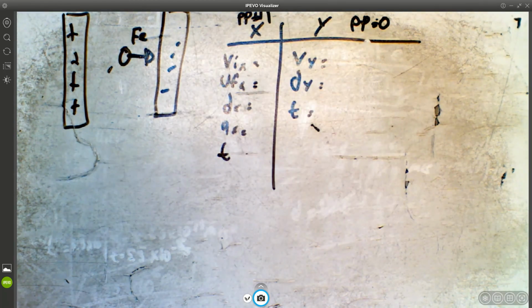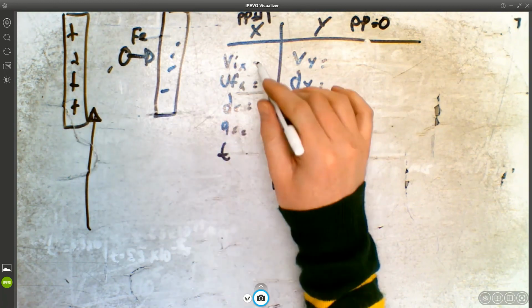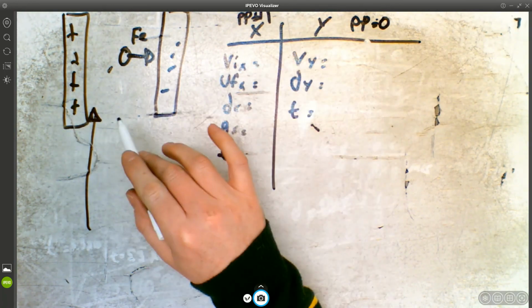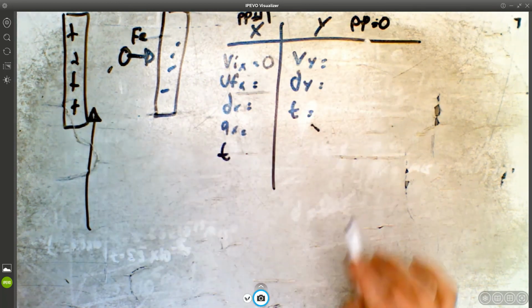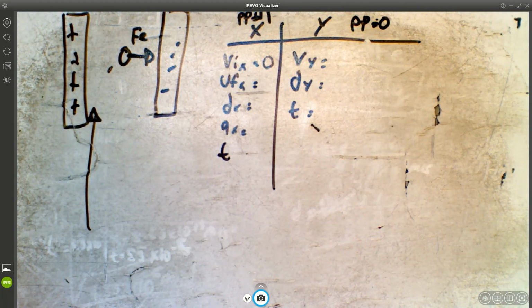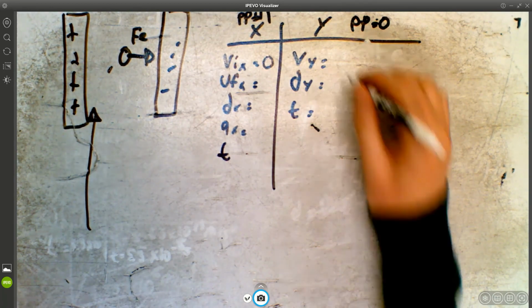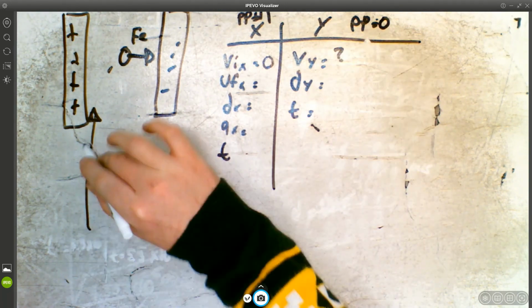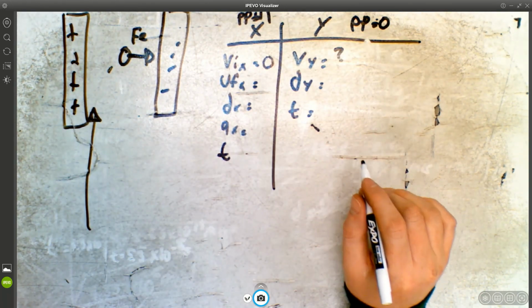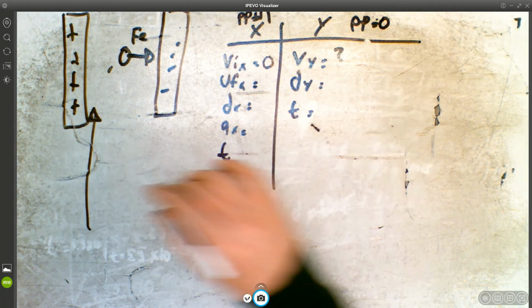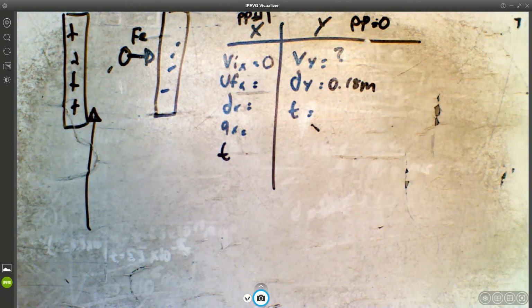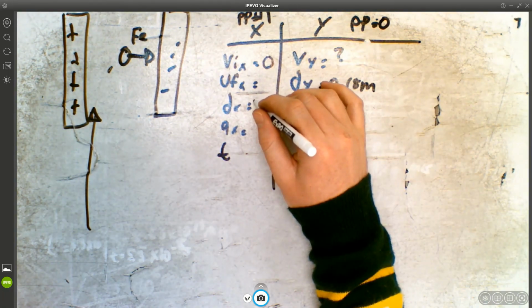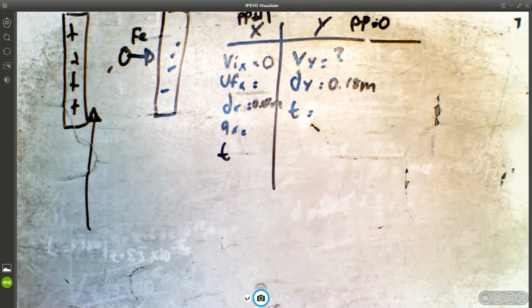Okay, what do I know? So I know initially I don't have any velocity in the x. It doesn't start accelerating until it gets between here. It's really confusing doing this. We want to find the initial speed in the y, right? Because it's just moving in the y first. We know that in the y, up and down, it goes 18 centimeters. They give that to us in the question. In the x, it moves 7 centimeters, so 0.07 meters.